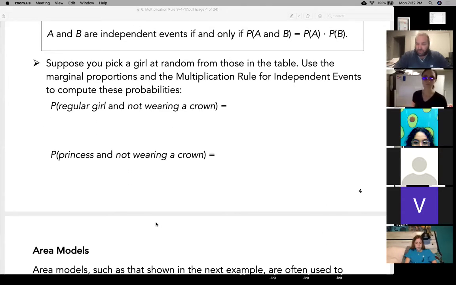Does that make sense? Yes. I'm confused. Yeah, about what? How did, for the princess not wearing a crown, you got what percent?